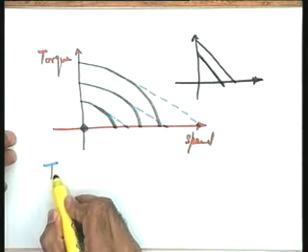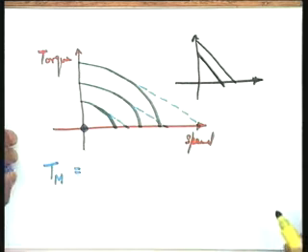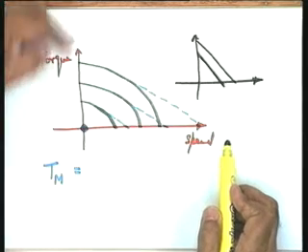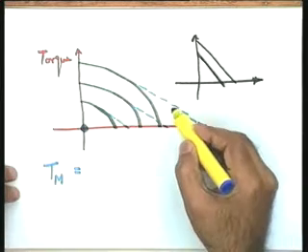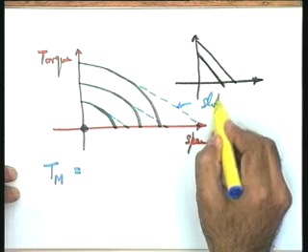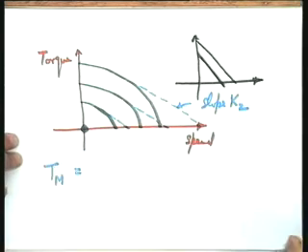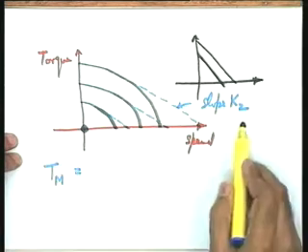Let me write the torque equation. The torque equation becomes simple. Tm should depend upon which factors, please? It should depend upon speed, obviously. As the speed increases, the torque decreases, and therefore the slope here is going to be the governing factor between the relationship between torque and speed. So this is slope K2.